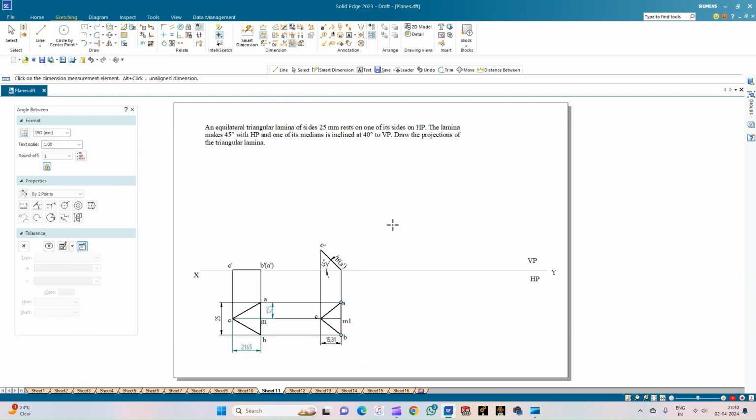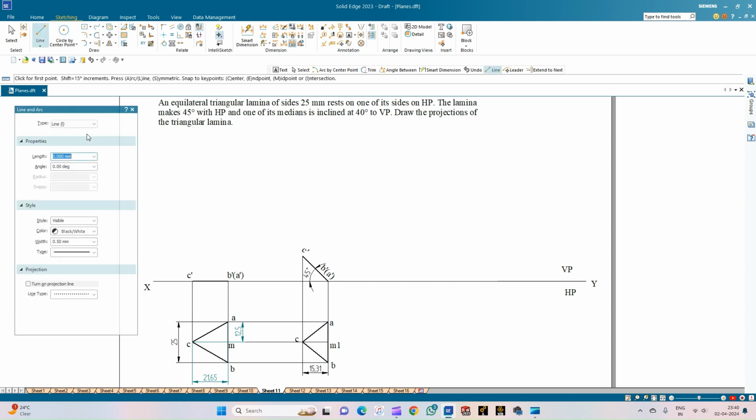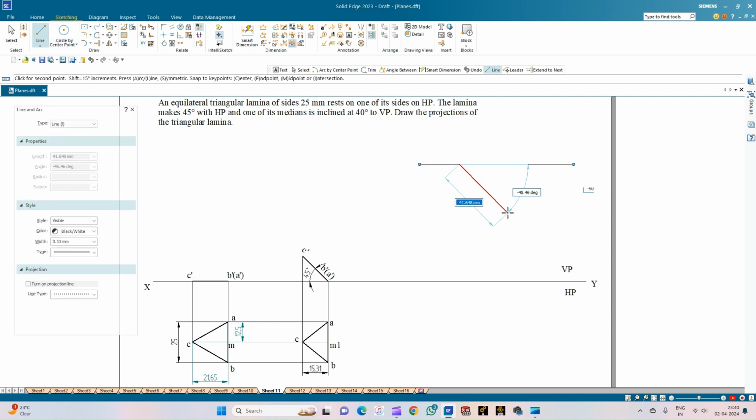So for that, we need to construct the beta angle separately, as the given angle is phi. So we will construct the beta angle and we'll follow this procedure. First, draw a line of any arbitrary length, and then from that line, consider a point, any arbitrary point on that line, and then draw the median of length 21.65. So the point that we have considered is C, and the median that we are going to draw is CM. That is the median length from the first position.